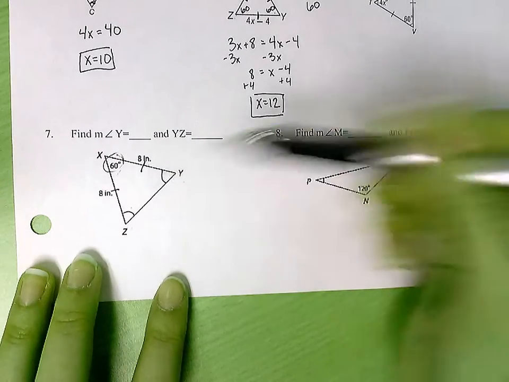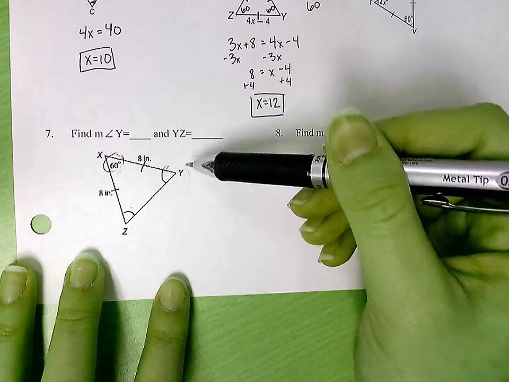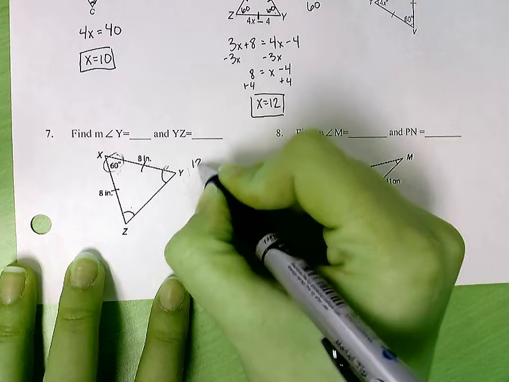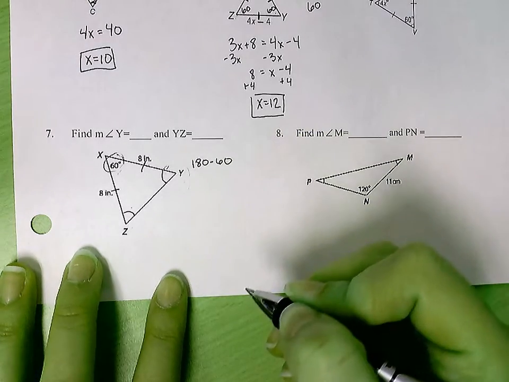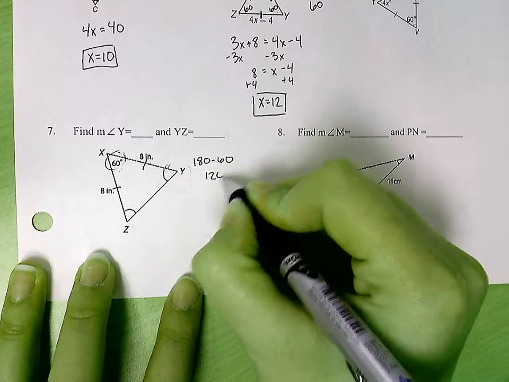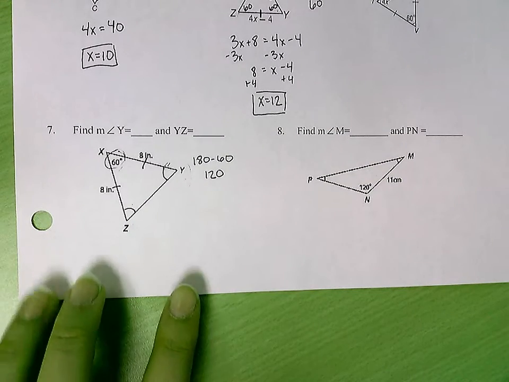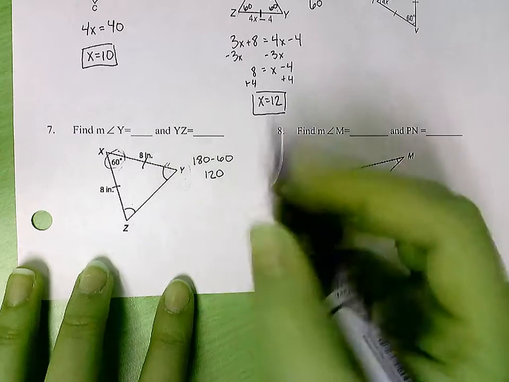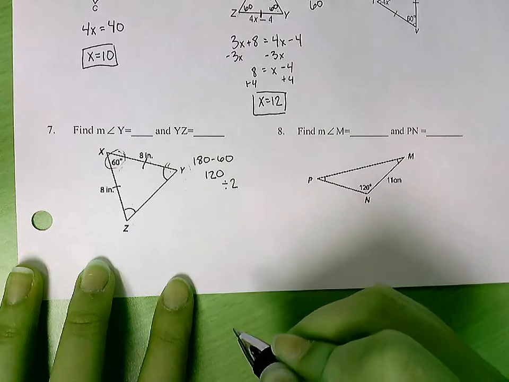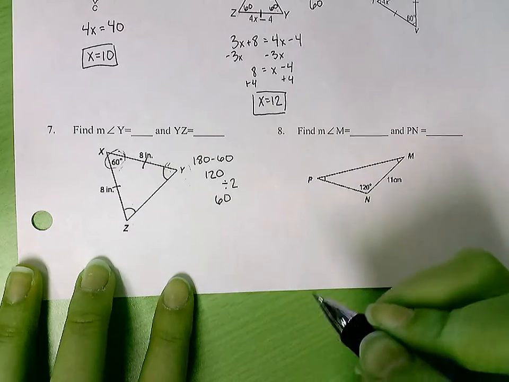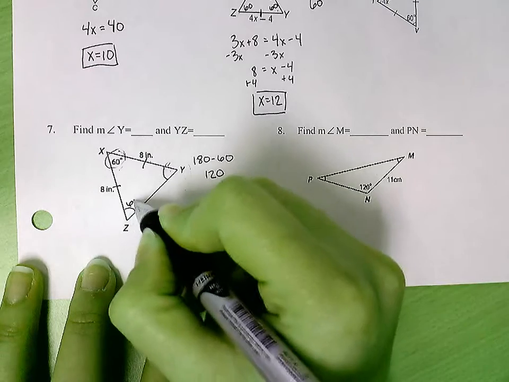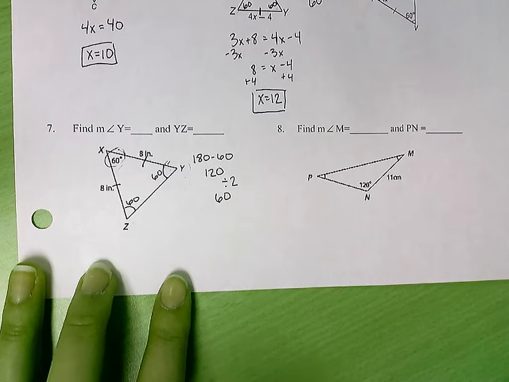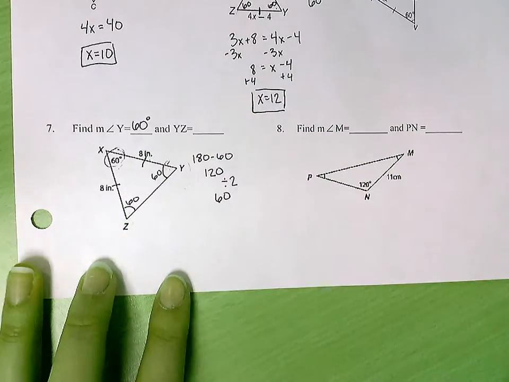So to find those angles, since I have to solve for y, all three of those have to be 180 together. So I can take 180 and subtract 60. That's 120. Now since both of those are congruent, we just want to divide that by 2, and that is 60. So both of these angles here must be 60 degrees. So angle y is 60.